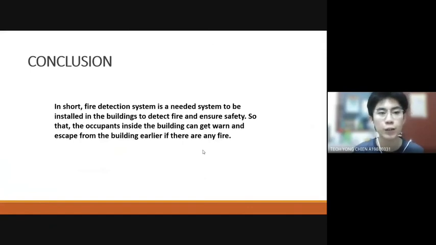Okay, in conclusion, the fire detection system is a system to be installed in a building to detect fire and ensure safety so that the occupants inside the building can get warned and escape from the building area if there is any fire.